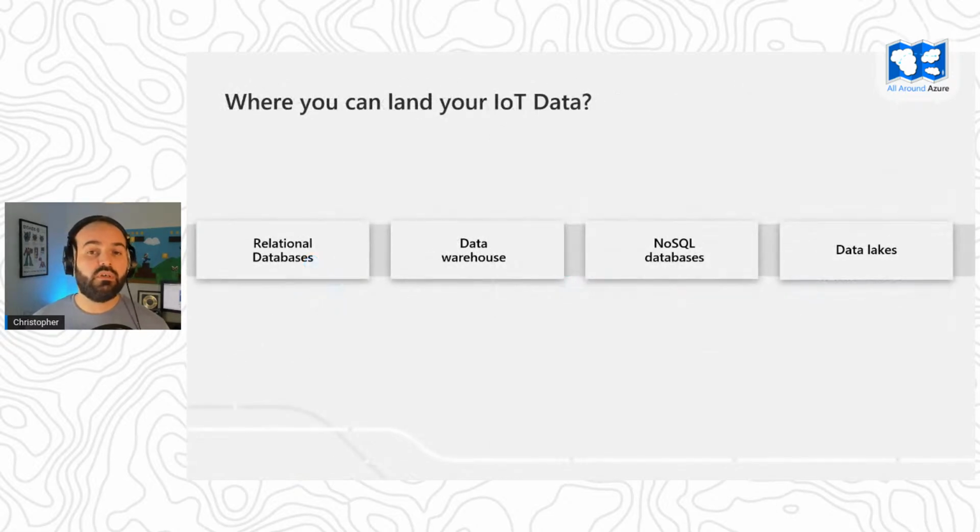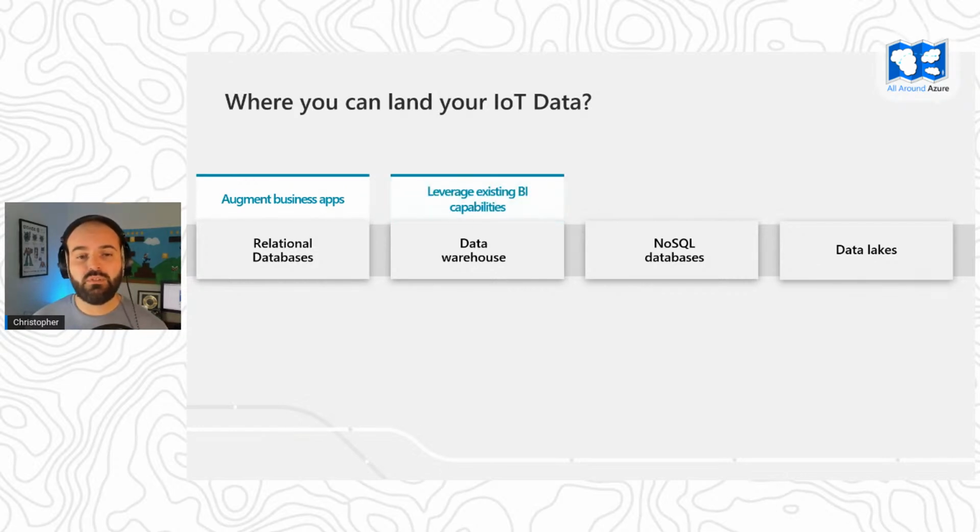Now we saw where IoT data comes from. Let's see where you can land it. A first option would be simply to store it into relational databases. In this case, obviously, you will not send all your data, or you will quickly overwhelm your SQL database. But you can send aggregated data and even filter this data with specific conditions.